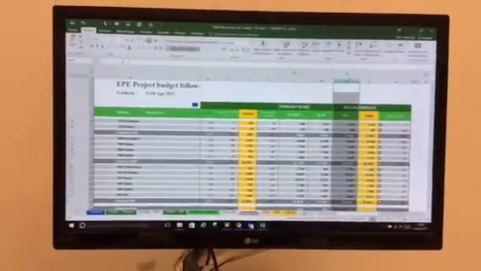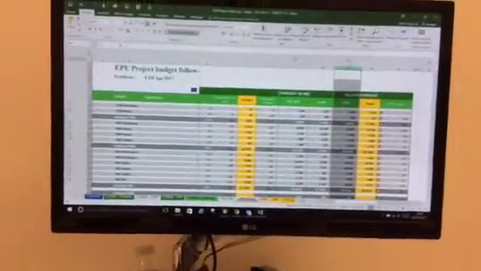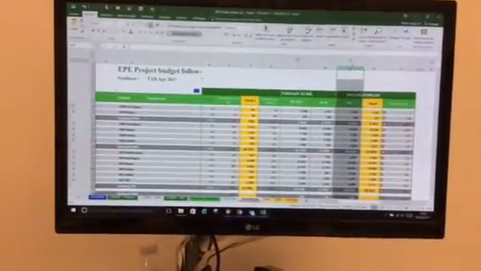So that's also important for cash, I suppose. Yes, to see the cash flow.